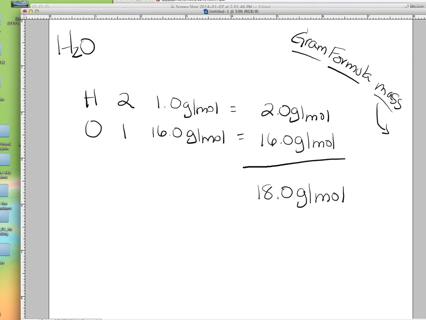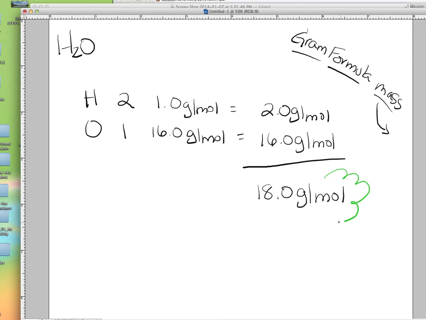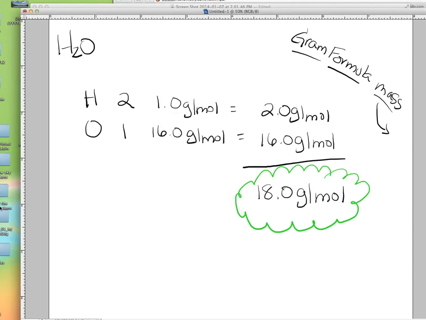Now, all of you guys know how much I love my little clouds, so I would put a nice cloud around this to make sure that everybody knew that was my gram formula mass. Now how do I get back to black is a whole nother issue. Okay, I think I did it. So this is my gram formula mass for water.